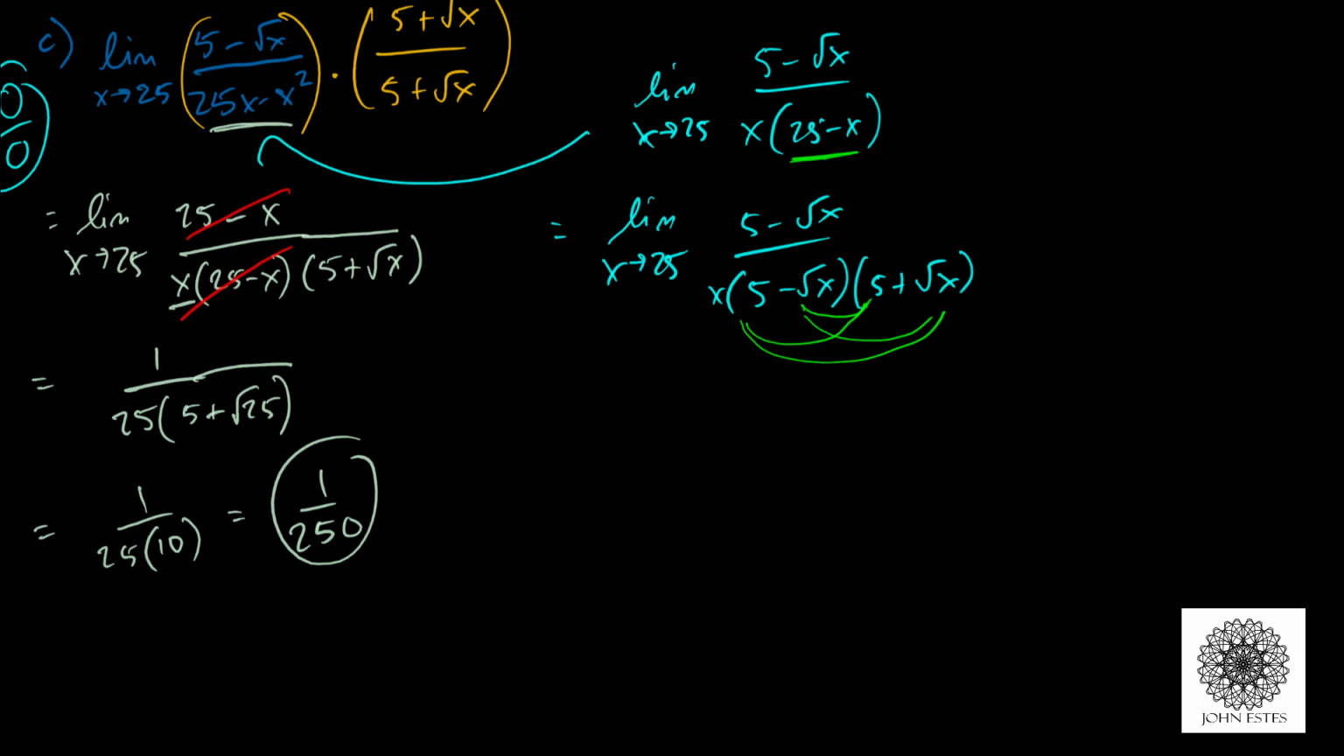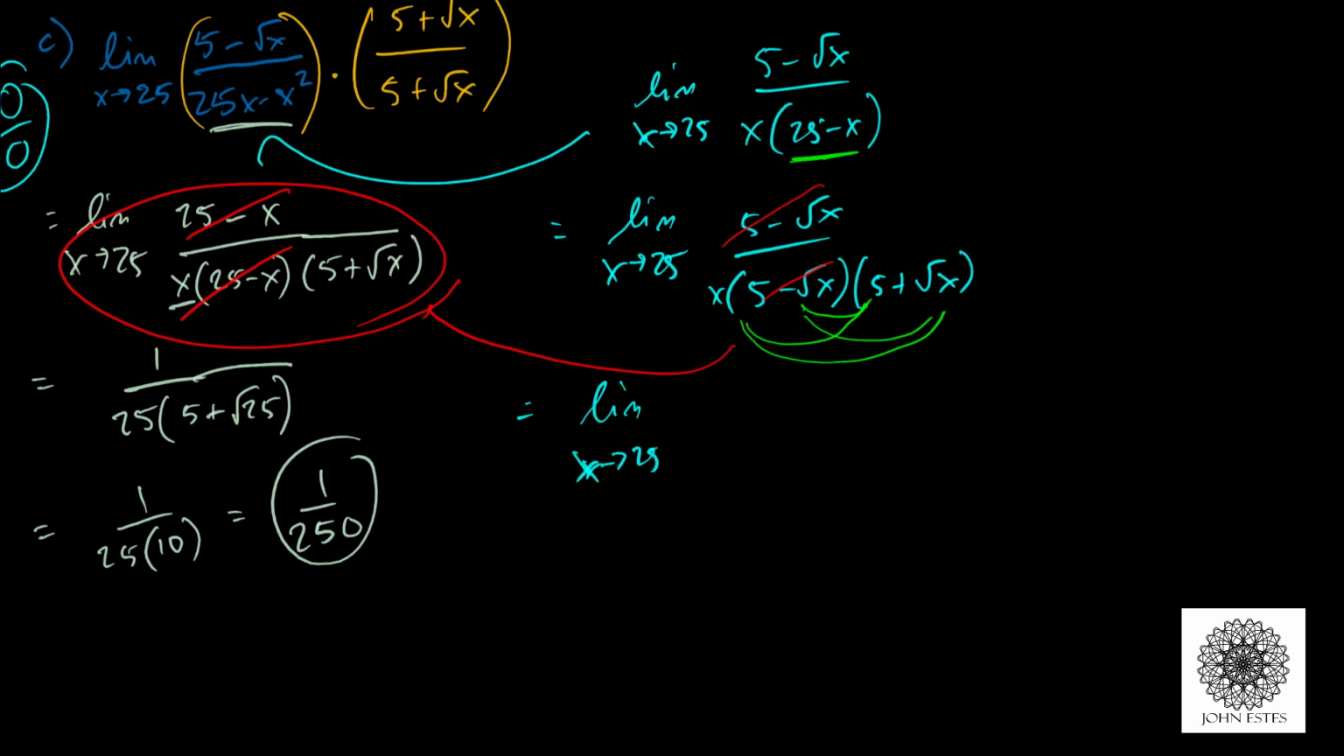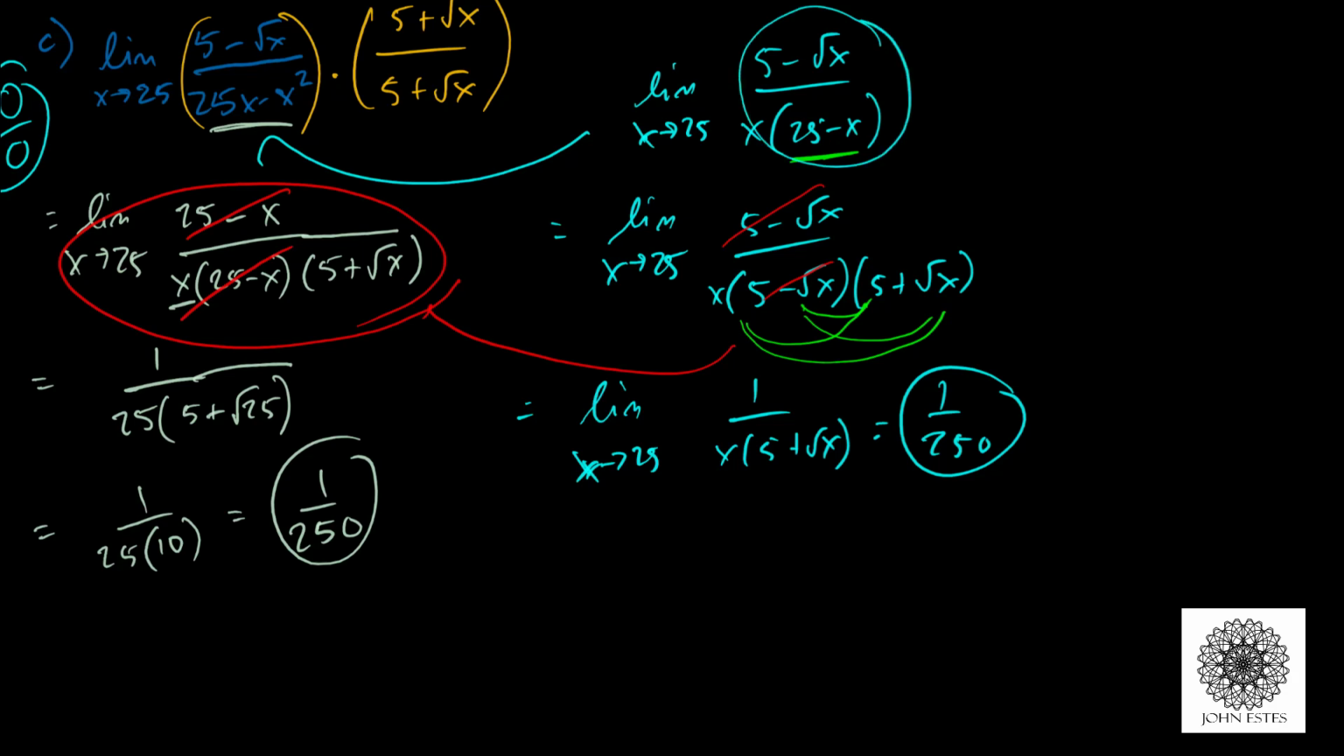Okay, so once I cancel, I have the exact same expression that we had on this side. So at that point, you end up with the limit as x approaches 25 of 1 in the numerator over x times 5 plus root x. And again, you end up with 1 over 250. So if you see a question similar to this, where you have something kind of like that, just remember that you can factor this denominator as the difference of two squares. But if you have to, just use the conjugate. That's totally fine. Okay, these are 3 examples.